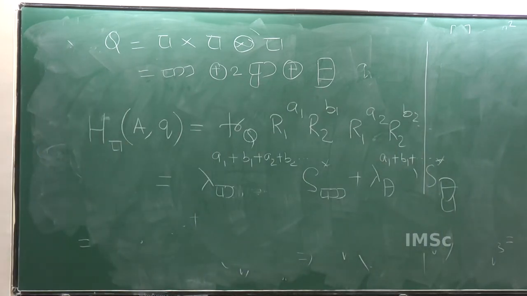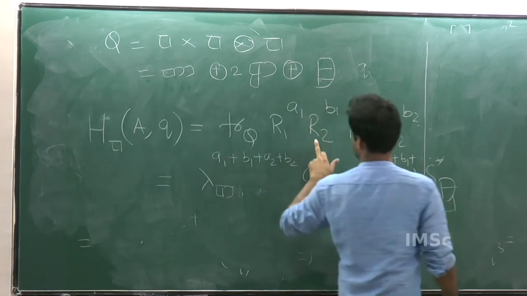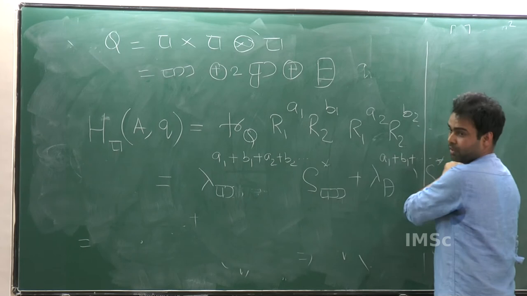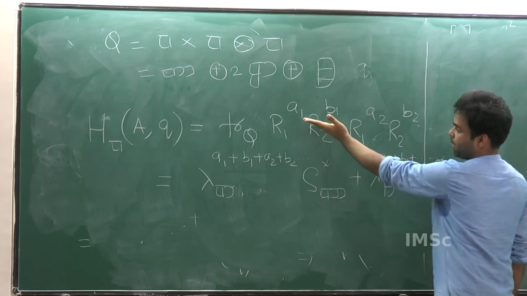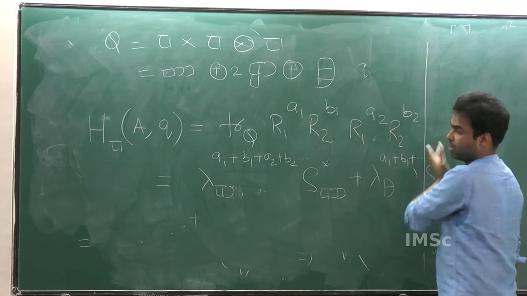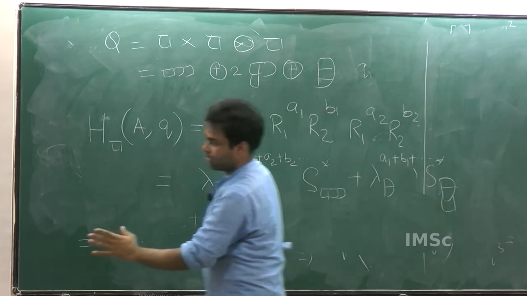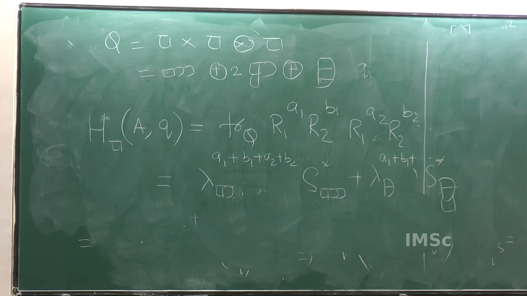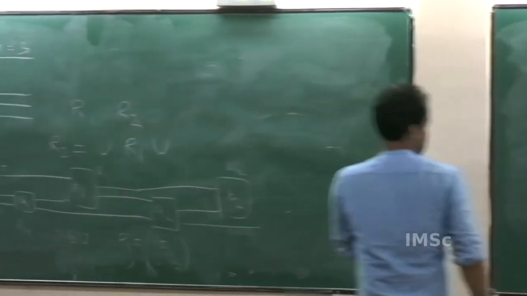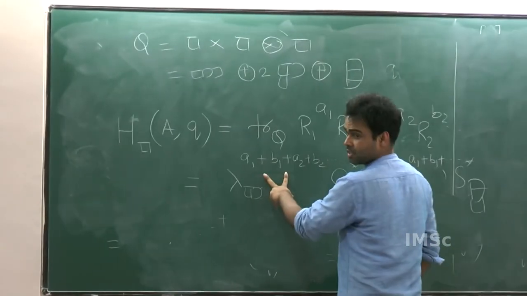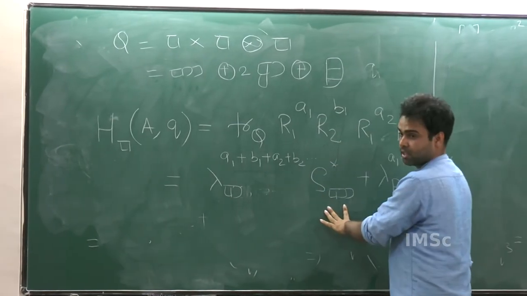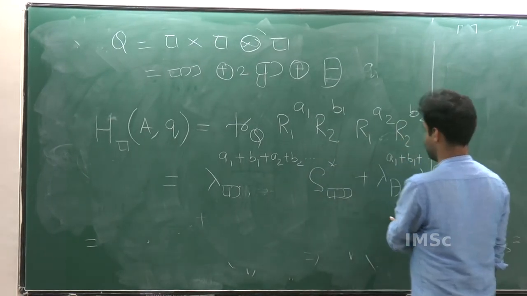So yeah, if there is no multiplicity, this is just identity, this is just R1. So we have just R1 to the power A1, R2 to the power A1, R3 to the power A1, just R1 to the power A1 plus B1 plus C1 and so on. So if you take a trace, you will get just the eigenvalue because R1 will only depend upon these two. So eigenvalue to the power this and trace over the dimension of that representation. You will get this and so on.